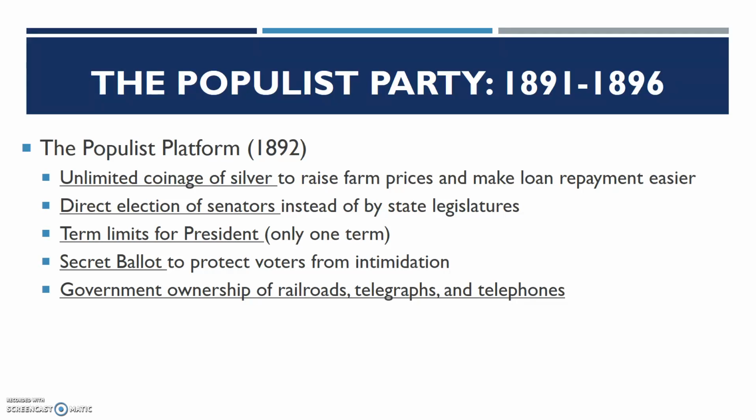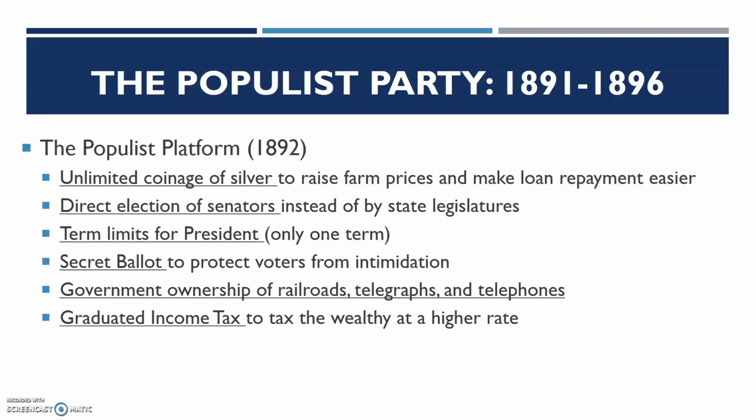They also wanted the government to take ownership of the railroads, the telegraphs, and the telephones. They wanted to do that so that the government would ensure that the prices remained affordable for the common man. They fought for a graduated income tax. They wanted to tax the wealthy at a higher rate than those who made less money.